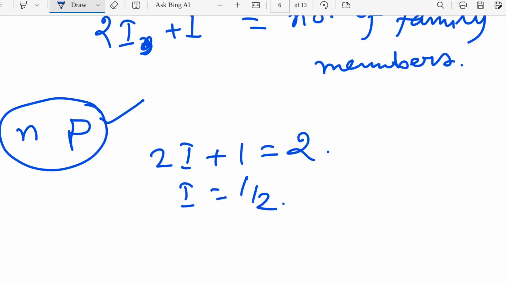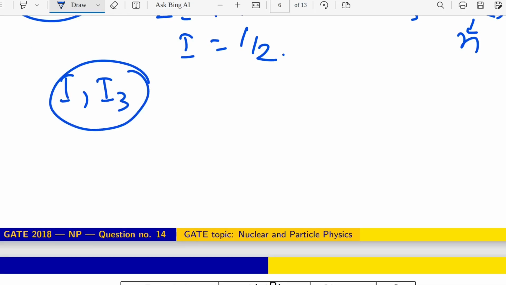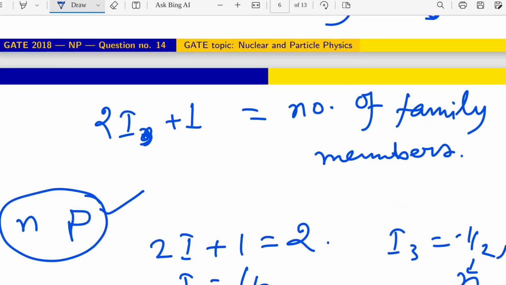Similarly, if I is half, then I3 will be minus half and plus half. So for N it is minus half, and for P it is plus half. So to know the value of I3 of any particle, we can use how many family members are there in that family. Very similarly, in the reverse process, if I know how many family members are there in that family, then I can calculate the value of I from this expression, that 2I plus 1 equals the number of family members, and from I I can also get an idea about I3.